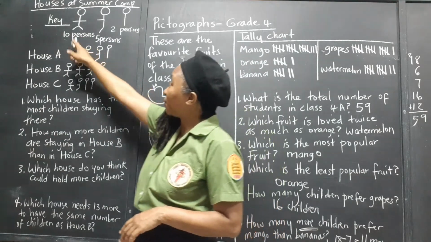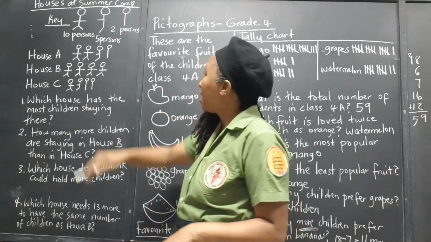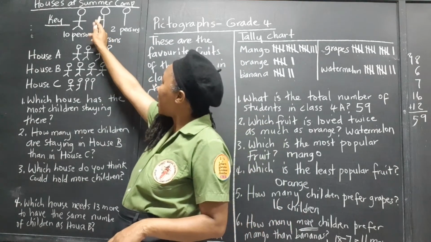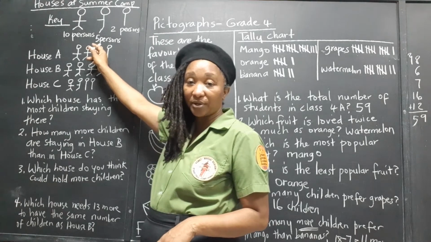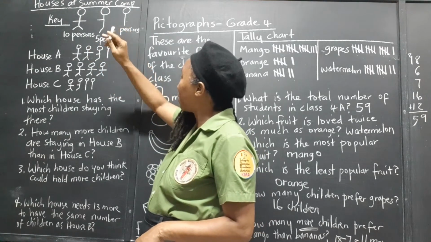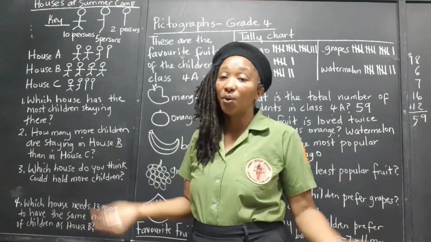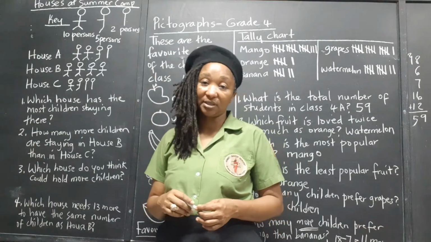If you see a person with 2 arms, 2 legs, it represents 10 persons. If you see a person with only 1 arm and 1 leg, that represents 5 actual persons. And if you see a picture of a person with no arms, no legs, that represents 2 actual persons.